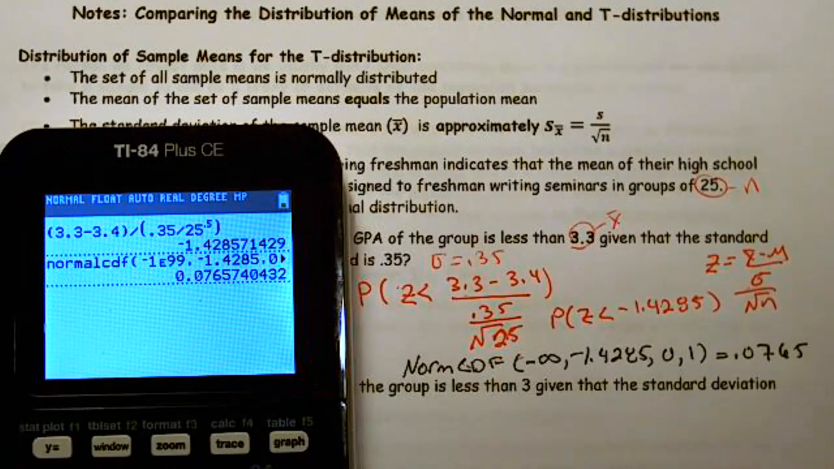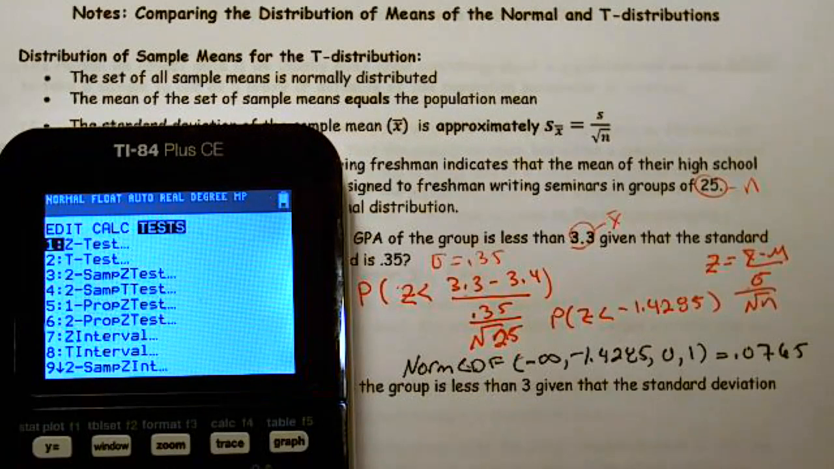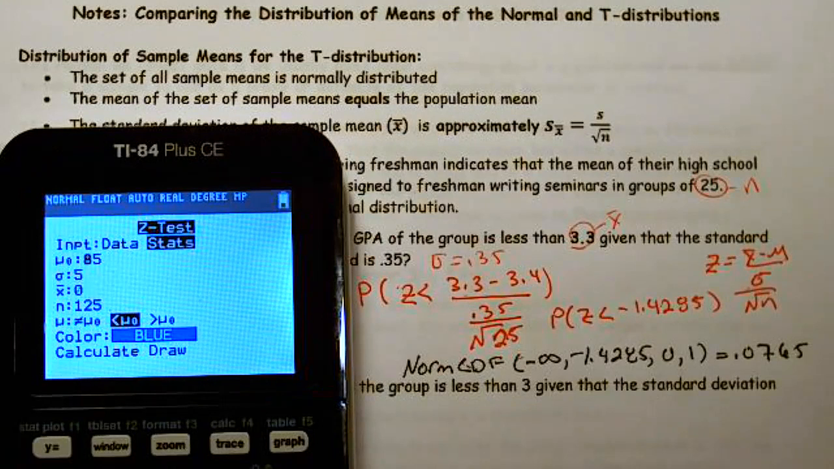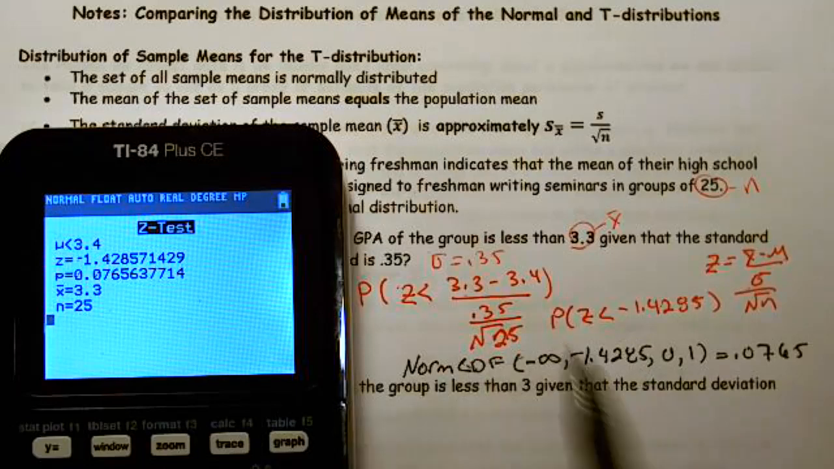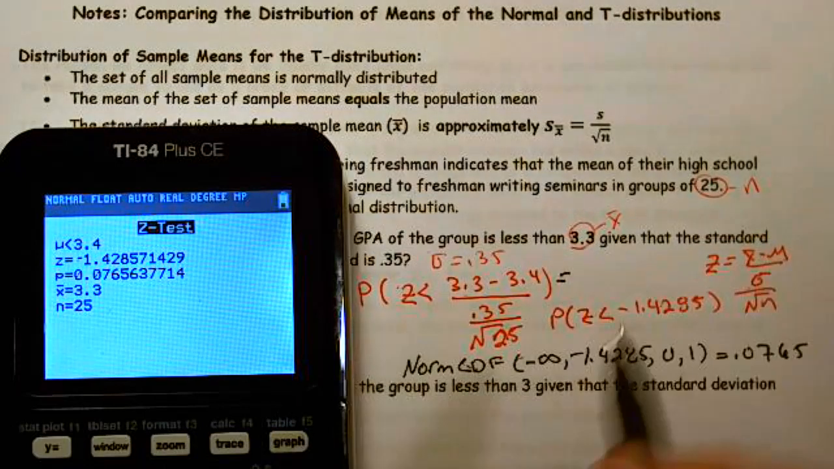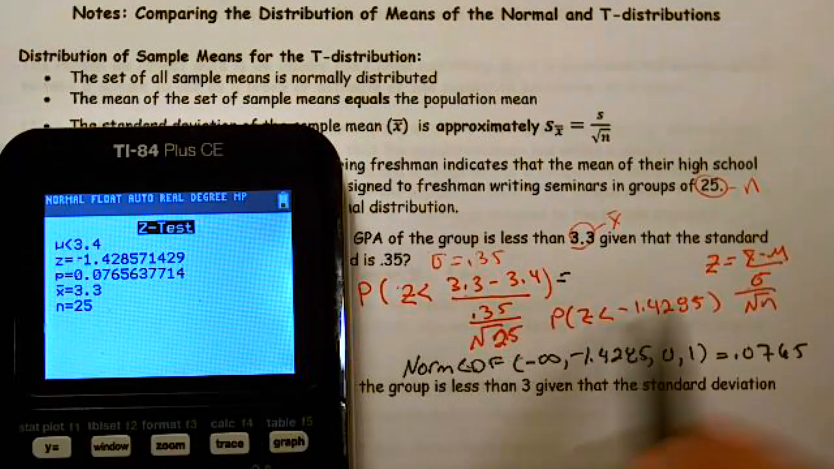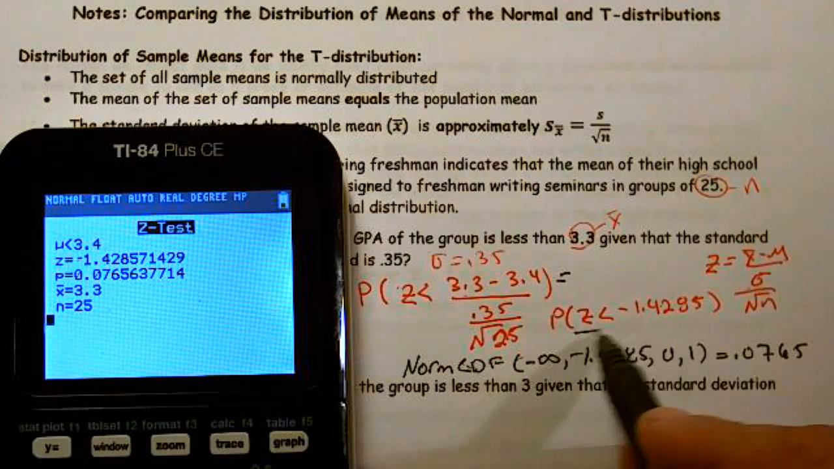Now, is there a quicker way? Yes, there is, and I'll show you that real quickly here. We could have gone stats, test, z-test, and I could have put in a mean of 3.4, the standard deviation of 0.35, the x-bar of 3.3, sample size 25, and I end up getting negative 1.4285. All right. So there's obviously a quicker way, but what I needed you to see here is that this formula yielded this value, because we're going to come back and refer to this in just a moment.